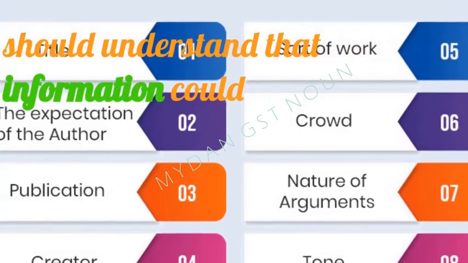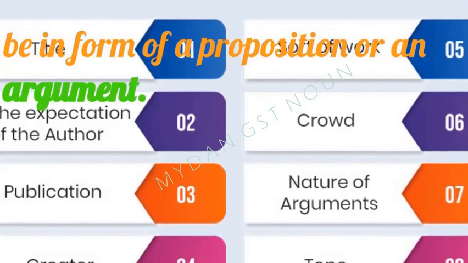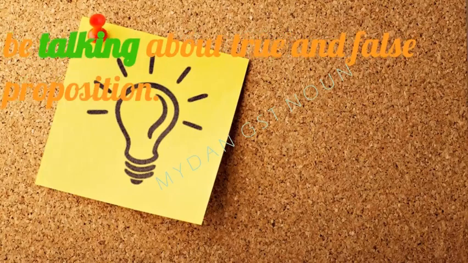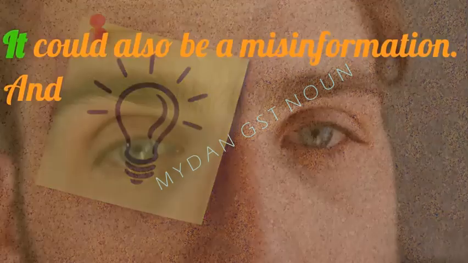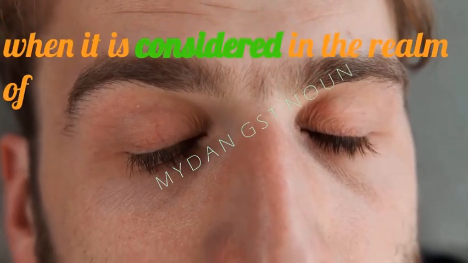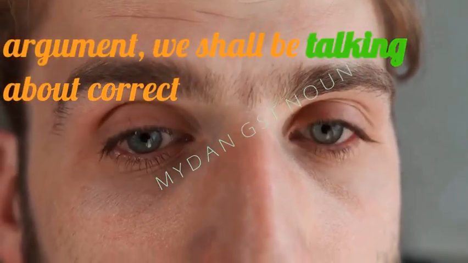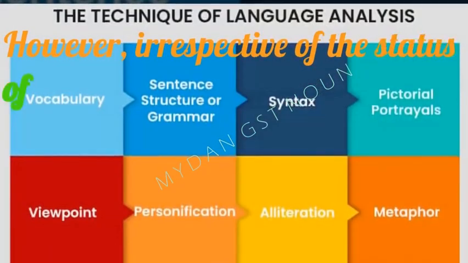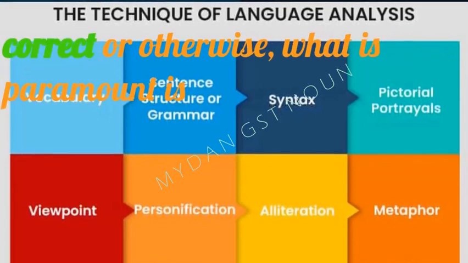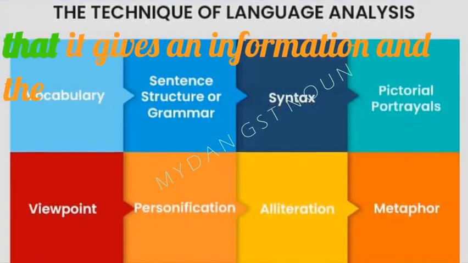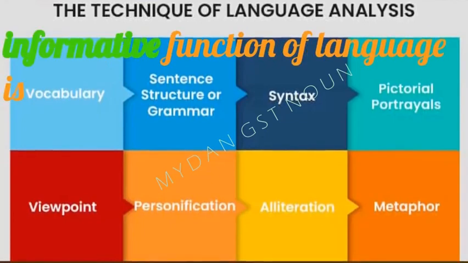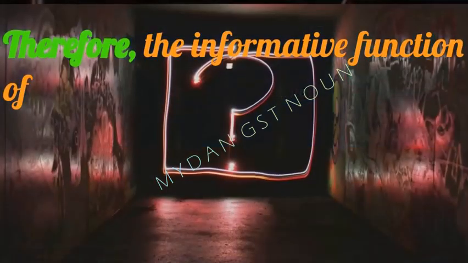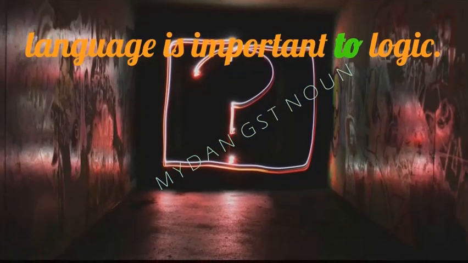You should understand that information could be in the form of a proposition or an argument. The information above can either be true or false, in which case we shall be talking about true and false propositions. It could also be misinformation, and when it is considered in the realm of argument, we shall be talking about correct and incorrect arguments. However, irrespective of the status of the information, that is whether true, correct, or otherwise, what is paramount is that it gives information, and the informative function of language is concerned with the truth value of the proposition. Therefore, the informative function of language is important to logic.